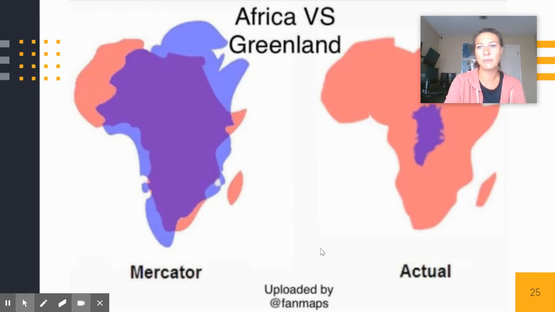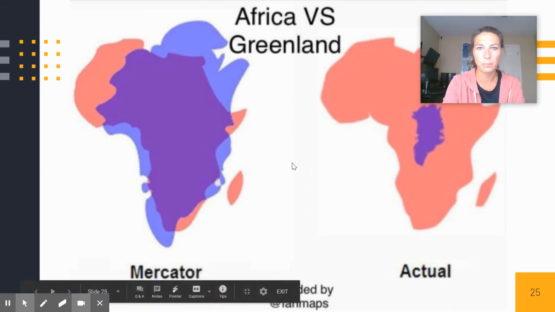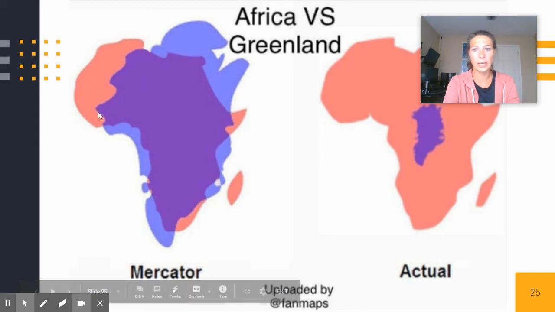And then I'm going to have you on the Edpuzzle. I'm going to put a little link in here where you guys can play with this. So here's Africa versus Greenland. Mercator projection, actual.